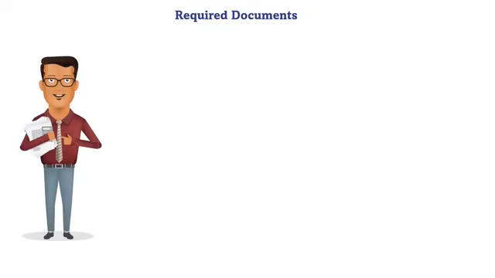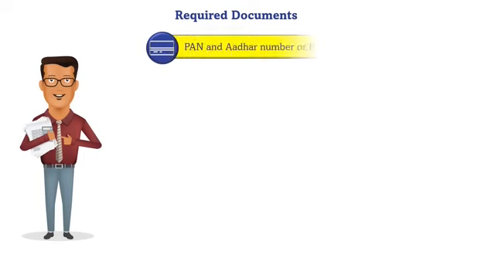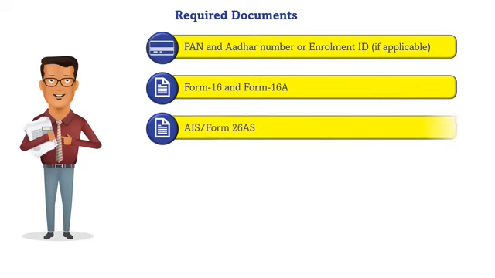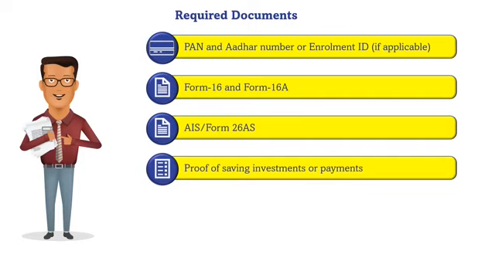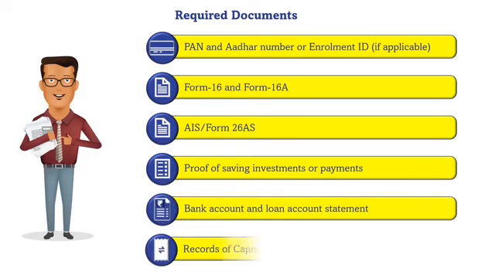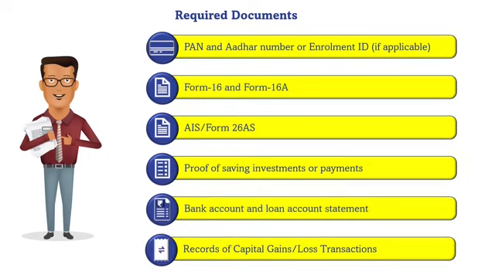Before filing your Form ITR-2, you must collect the following documents. You should have your PAN and Aadhaar number. You should keep your Form 16 or Form 16A. You must download your AIS and Form 26AS. You should also keep with you the proof of saving investments or payments, bank account and loan account statements, and records of capital gains or loss transactions.